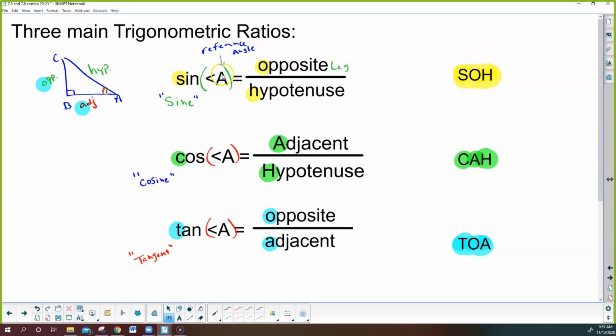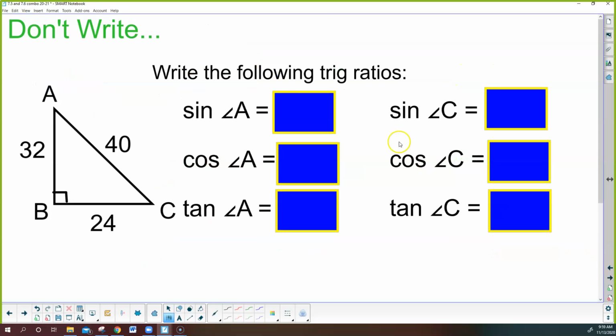So notice, if I switched this to reference angle C, the hypotenuse would stay the same, but the opposite and the adjacent, those would have to switch, and that would change. It wouldn't change the meanings, but it would change their outcomes. And we'll see that in a second. Okay, why do we need to know trigonometry? What is the point of it? And that's what we're going to learn here.